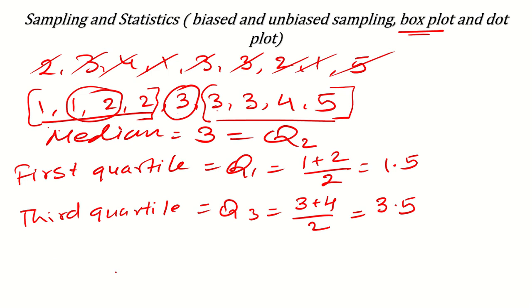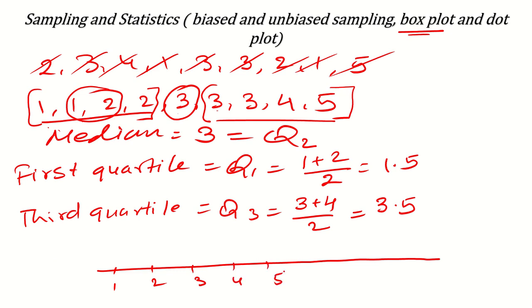Okay. Now how will you draw the box plot? It's very easy for us. You make a line like this. You write the numbers 1, then 2, then 3, 4, 5, 6, 7. No problem. Minimum number is 1, so 1 is here, and maximum number is 5, so 5 is here. Where is the median? We'll see the median after that. First quartile, it is 1.5.